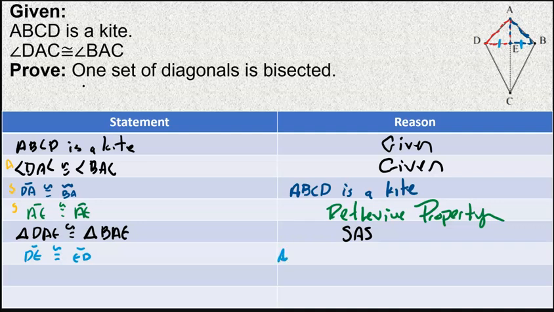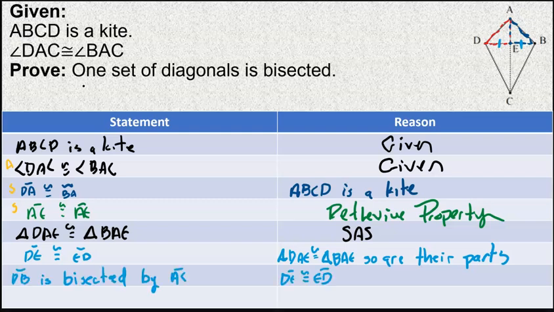because triangle DAE is congruent to triangle BAE, so are their parts. Yet another way to write CPCTC in normal language. That point there, that DE is congruent to ED, backs up that DB is being bisected.